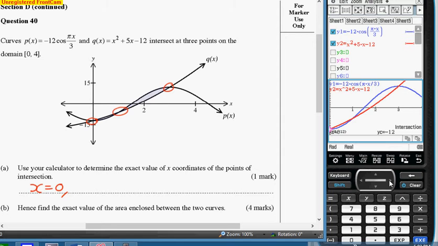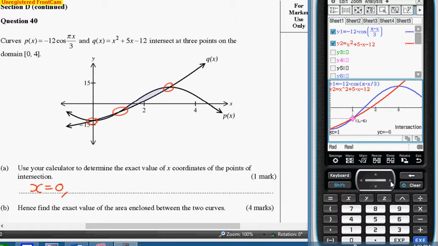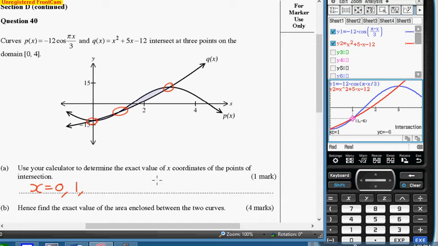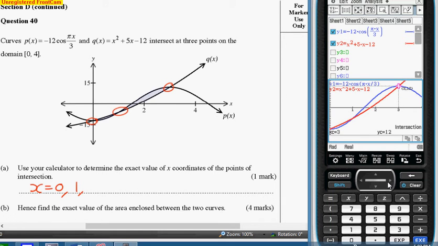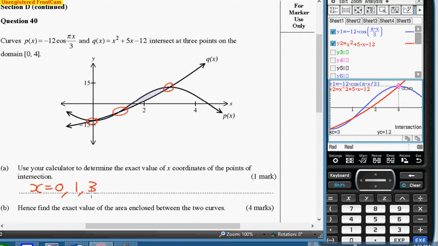And the arrow here on the right hand side across to the next one, that's x equals 1. And again, this one x equals 3. So we've got x equals 0 and 1 and 3, and we used a calculator. So that's part A finished. I'll stop there. I'll do part B on another video.